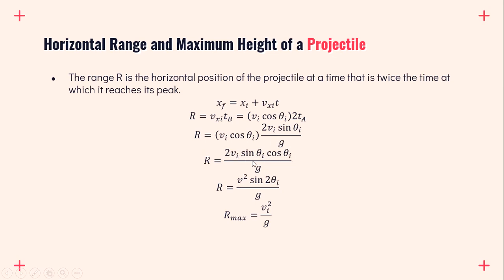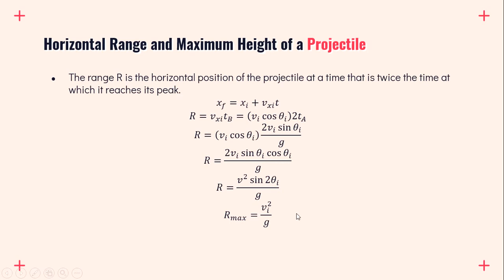Then from the trigonometric identities, this is also equal to sine 2 theta. That is the sum of two angles. So 2 sine theta cosine theta is equal to sine 2 theta, times vi squared over g. Sorry, I also forgot the squared here, so there should be a squared because of vi here. So vi squared sine 2 theta over g.